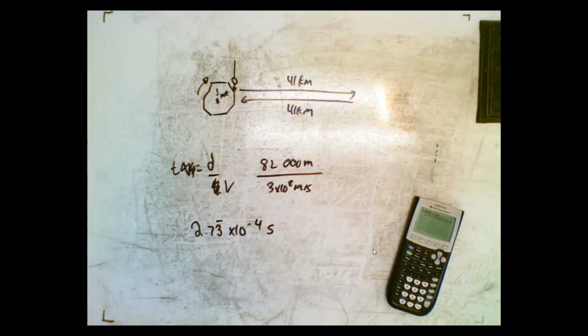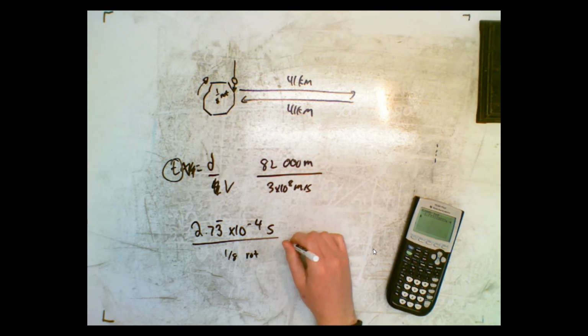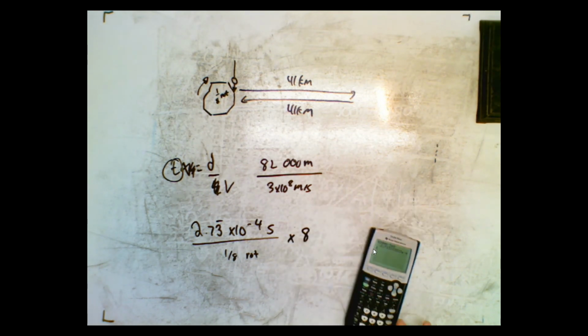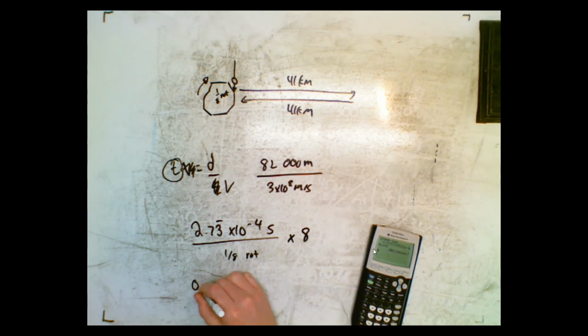At this point, you need to stop and think, what is happening in that time? Well, it's rotating, that's for 1/8 of a rotation. But if I want to find the frequency, I need one full rotation. So this is 1/8 of a rotation, then we multiply that by 8. We get 0.002186 repeated seconds, and that's for one rotation.